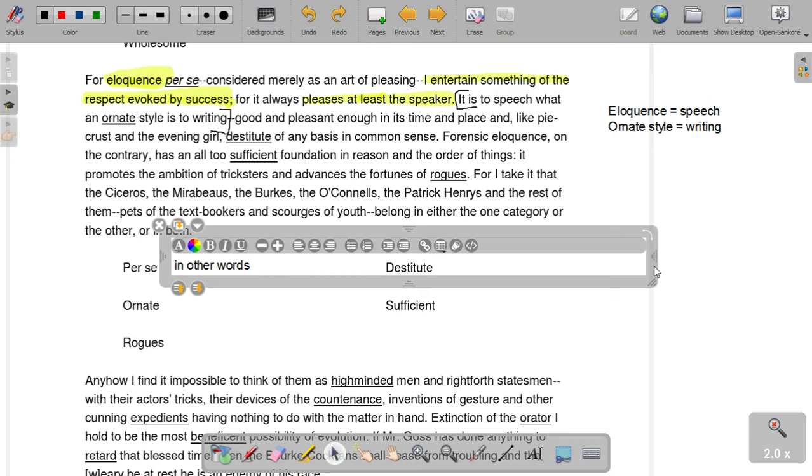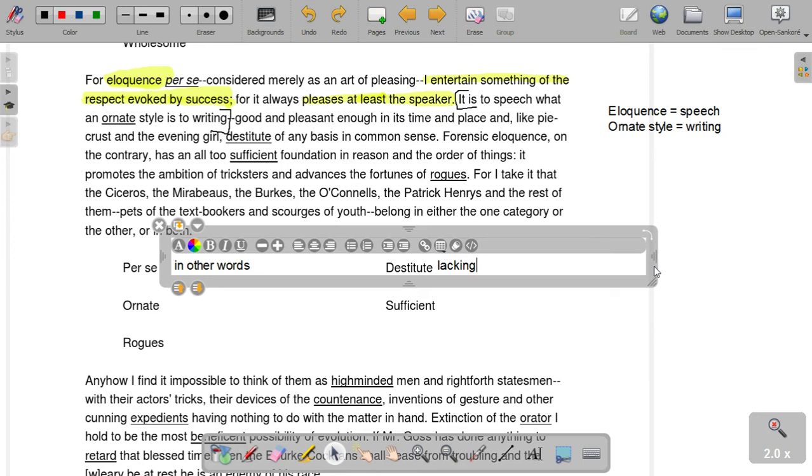Okay, so what do you think destitute means then? No common sense? Yeah, so destitute would mean lacking or not having common sense in this case. So you can be destitute as far as money goes. If you are destitute, it means you don't have money. And so that's what he means. It's destitute of common sense.